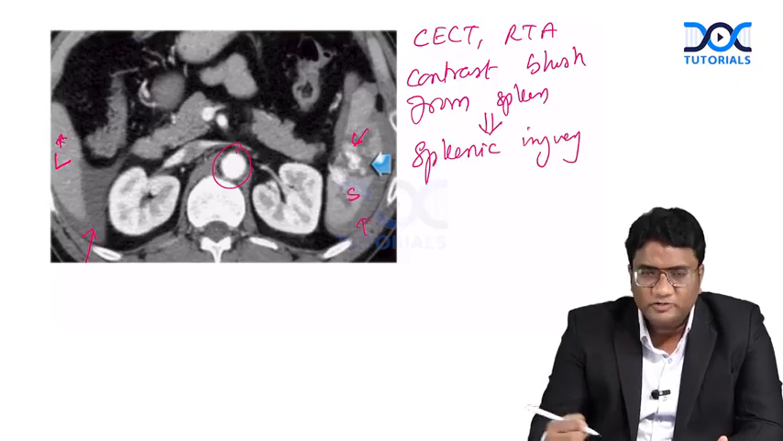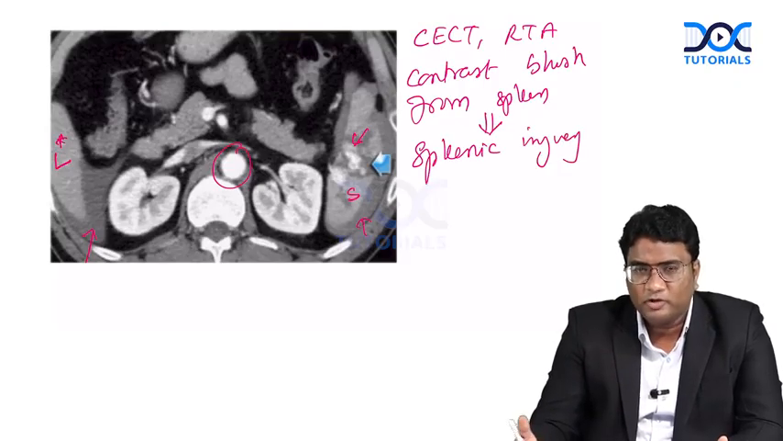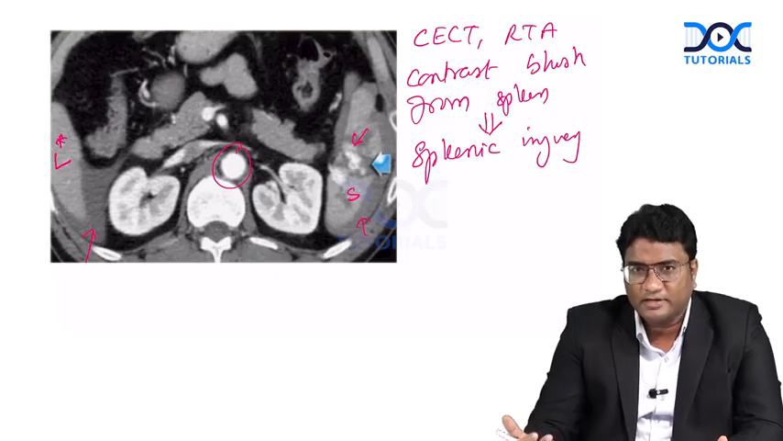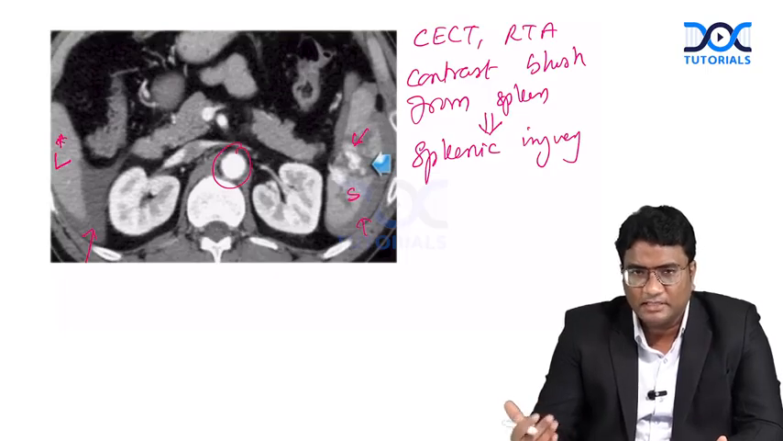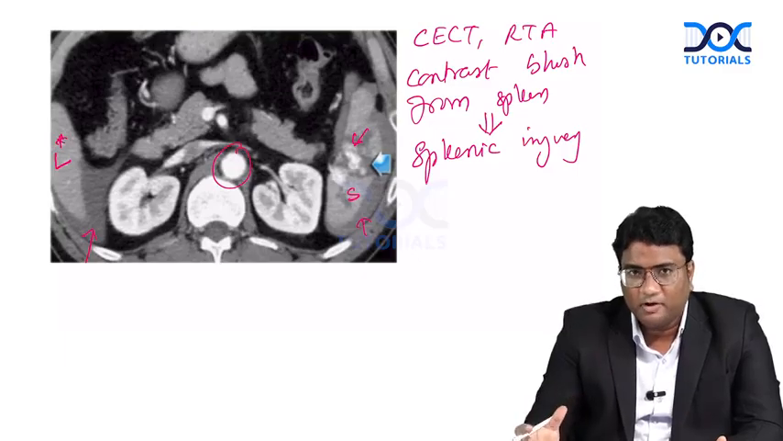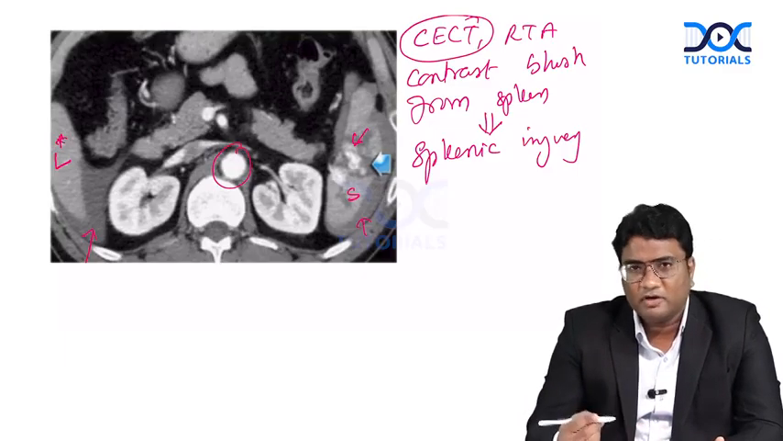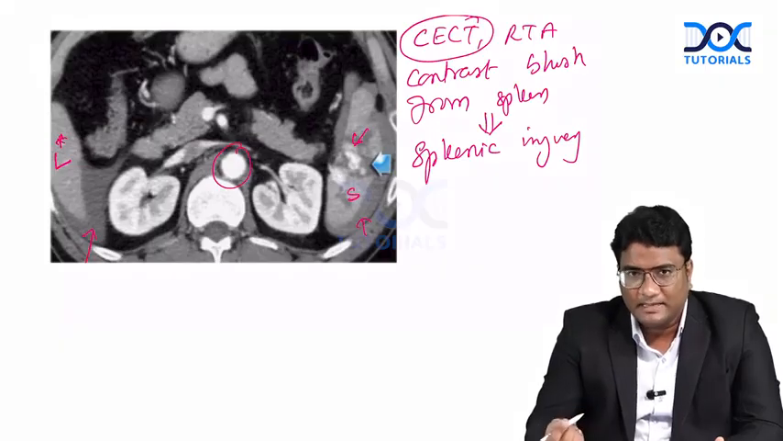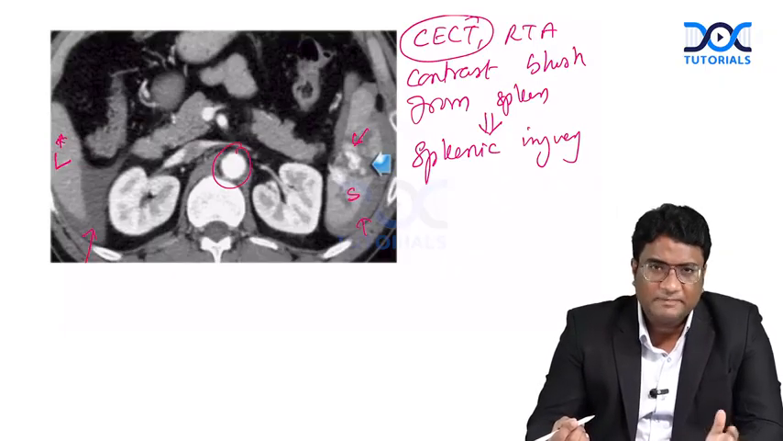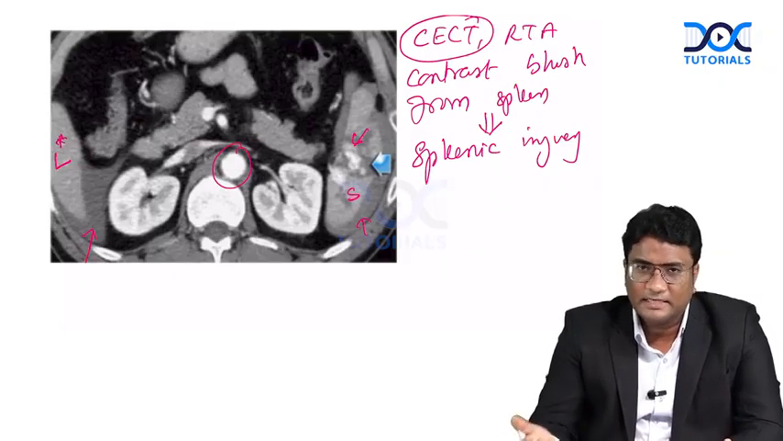So to know the organ of injury in blunt trauma abdomen, it is not the ultrasound or the non-contrast CT that tells you the organ of injury. In blunt trauma abdomen, to know the organ of injury, you have to do CECT. From wherever the contrast is leaking, that is the organ that is damaged. If it is leaking from the liver, it is hepatic injury. If it is leaking from the spleen, that is splenic injury.